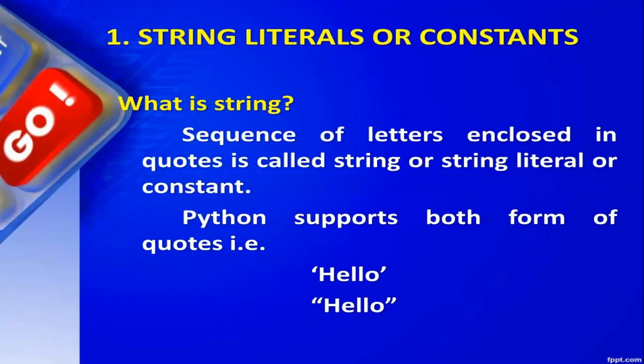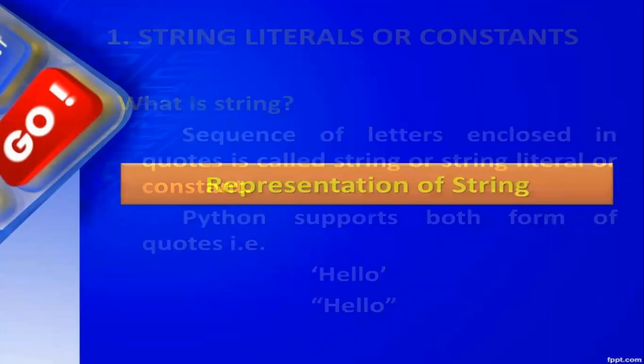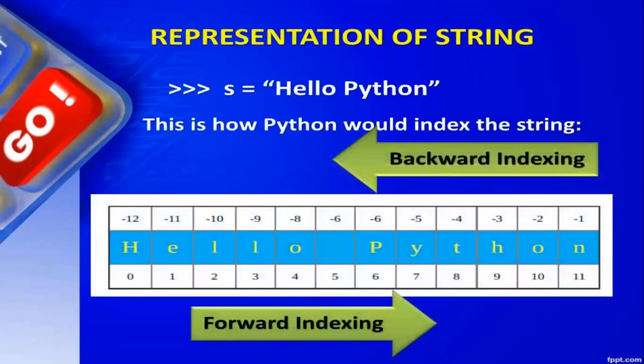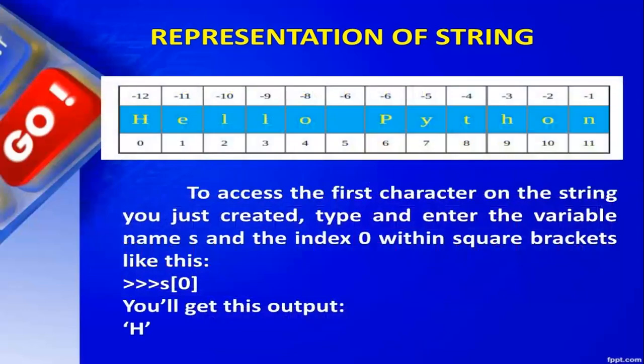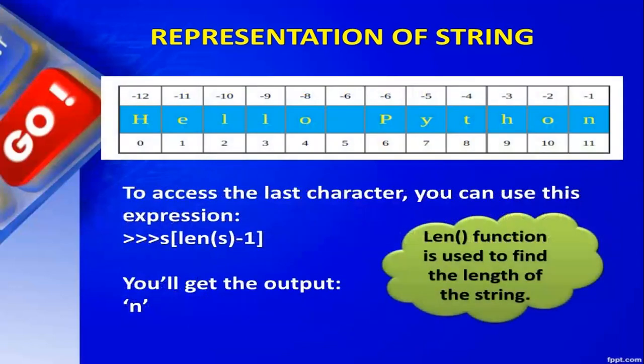Python supports both forms of quotes, that is single quote or double quote. How do you represent a string? If I say S equals hello Python, this is how Python would index the string. We will learn this in deep detail when we come to the chapter on strings. Right now, just have a look at how the word hello Python is stored in the memory of the computer and how Python reads it. Every character is given one space and that space has 2 indexes to it: backward indexing and forward indexing. We will do this when we get to the string chapter.